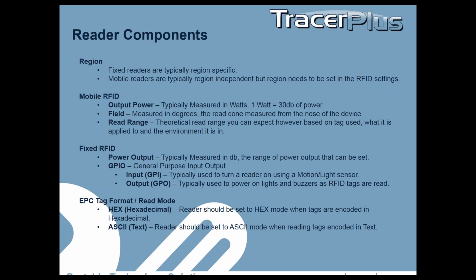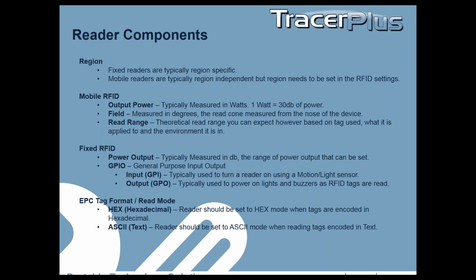Another thing you'll see with fixed RFID readers is the GPIO, or the general purpose input-output. These are used to trigger a reader to turn on or sound off lights and buzzers. So you have your inputs, or your GPI. These are typically used to turn on a reader, such as with a motion sensor or a light sensor. This is typically useful if you don't want to run the reader constantly, and you just want to turn it on when somebody comes into the room or walks past a certain point.